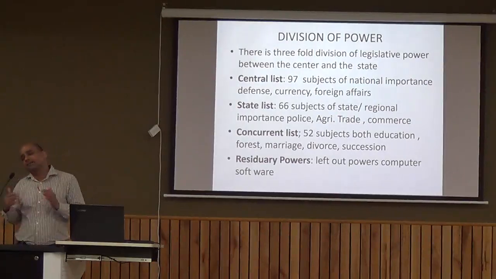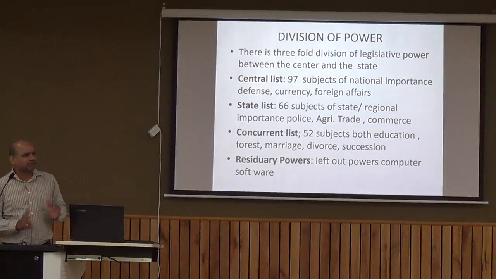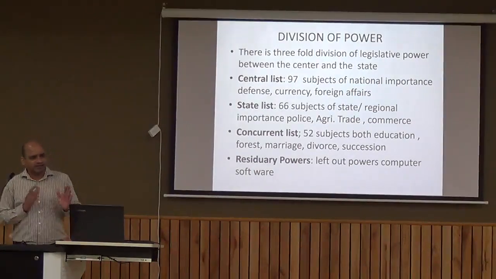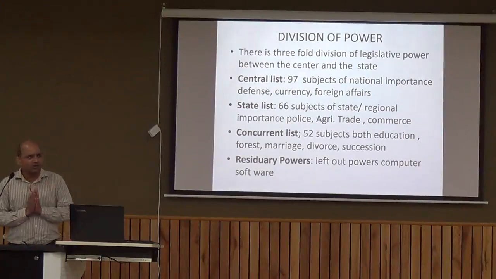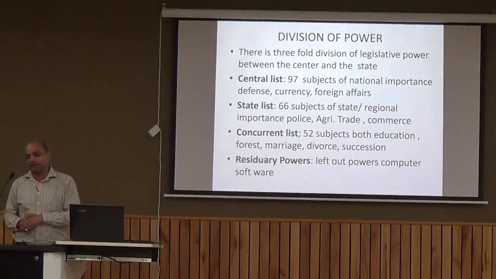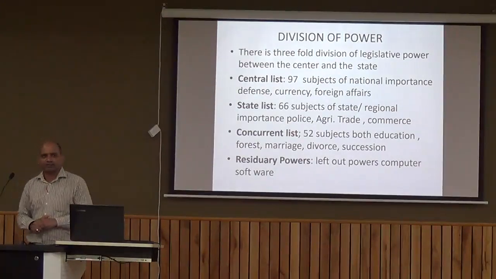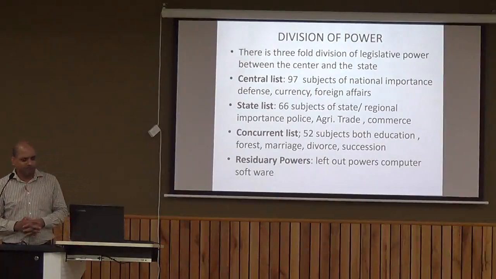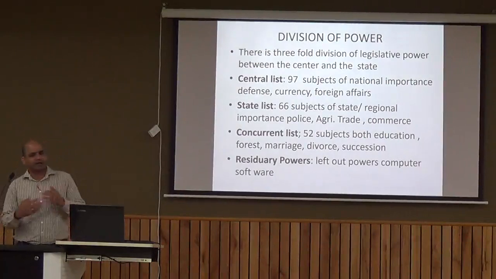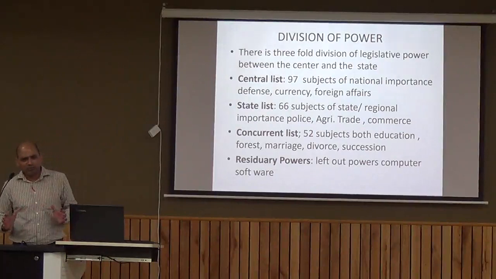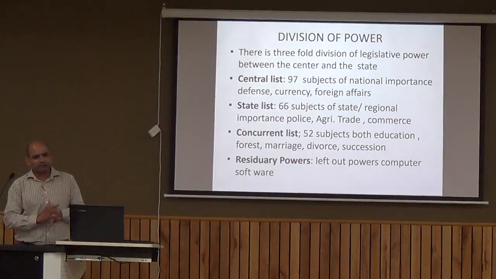Then there is another list. This list is called the concurrent list. This list consists of some subjects in which, as the name suggests, concurrent, both center and states together can make laws. That is why it is called concurrent. For example, it has 52 subjects: divorce, marriage, succession, inheritance, property, etc., and other family matters. This comes within the concurrent list.